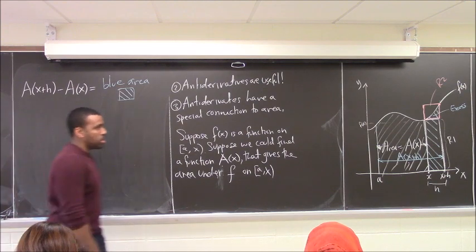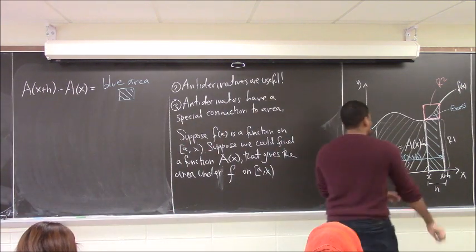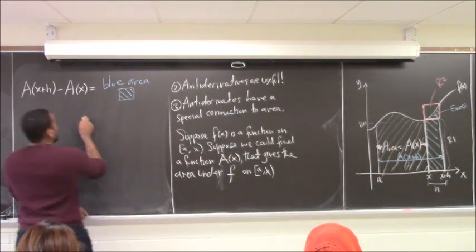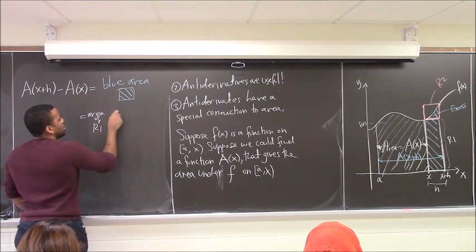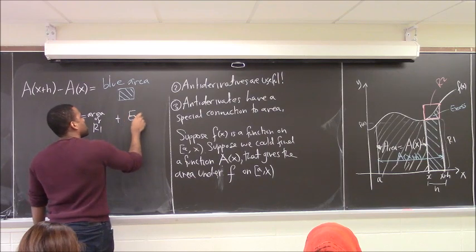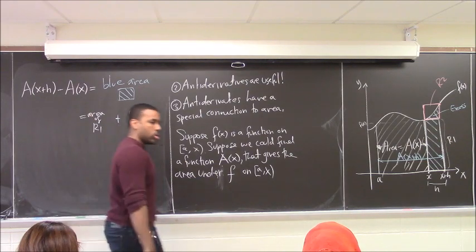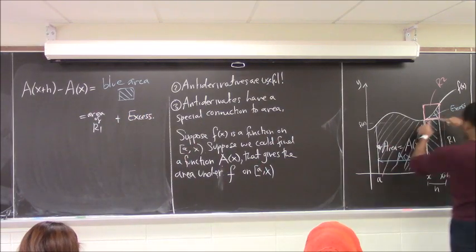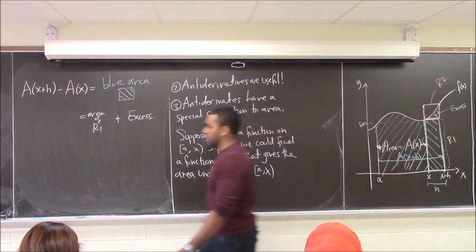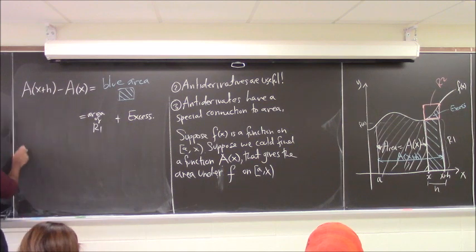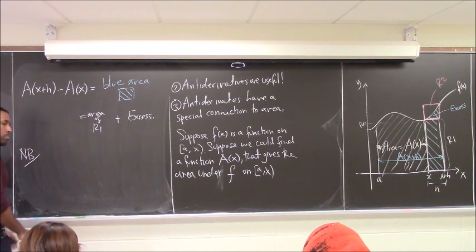Okay, so now let's talk about the blue area. How is the blue area composed? Well, that's the area of R1 added to the area of the excess. That's how I would get that blue area. Take the area under this rectangle and then add in that little piece that I missed. That's the excess. Now note the following. Here are some things that would actually happen.